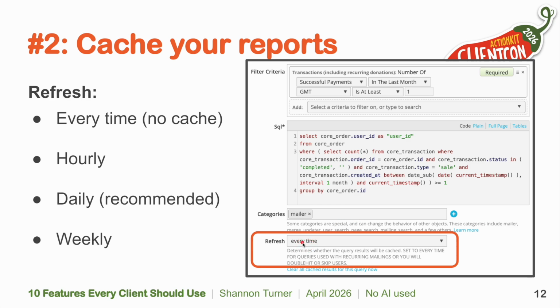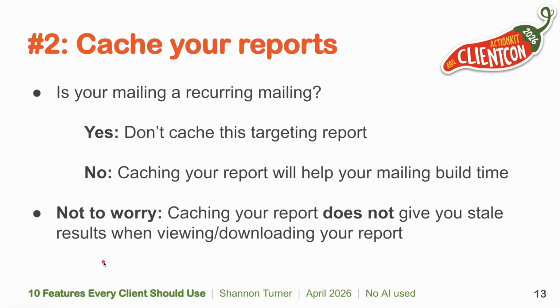In this case, every time, which is no cache, or maybe hourly. Daily is what we recommend. It's also the default, but you could also do weekly. We typically don't recommend cached queries for recurring mailings, and the good news is that we warn about this in the help text. But in 2024, we made it the default to cache your reports, so if you're using a recurring mailing, you'll probably want to change that setting.